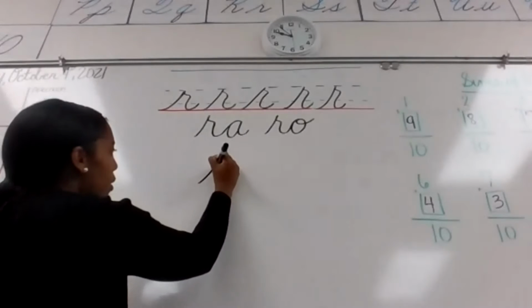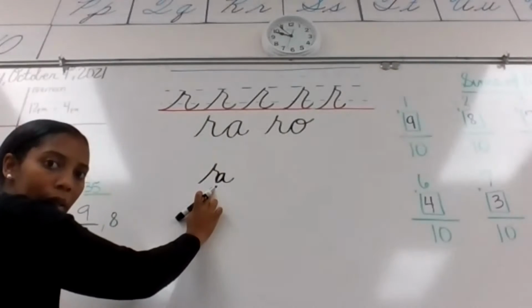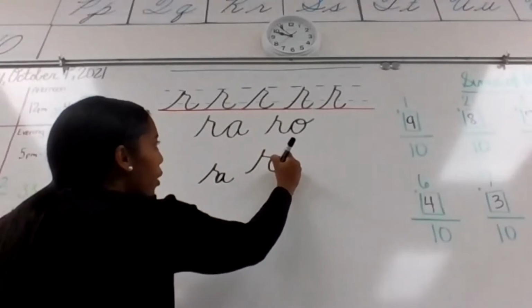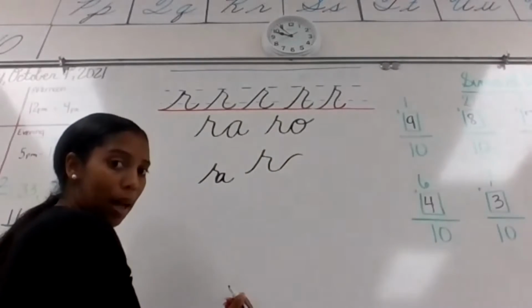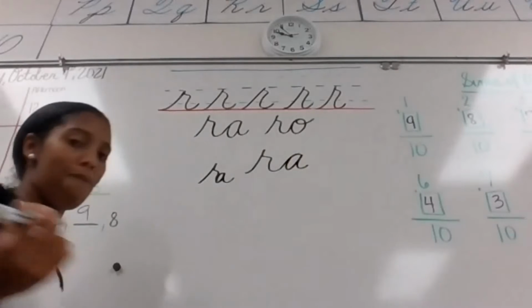Why? Because if I try to do an R and an A like this, this is what it ends up looking like. So to put that space between them, I do my R or whatever letter I'm on, I go halfway. See how I stopped halfway? Then I come back around and then I finish. Okay?